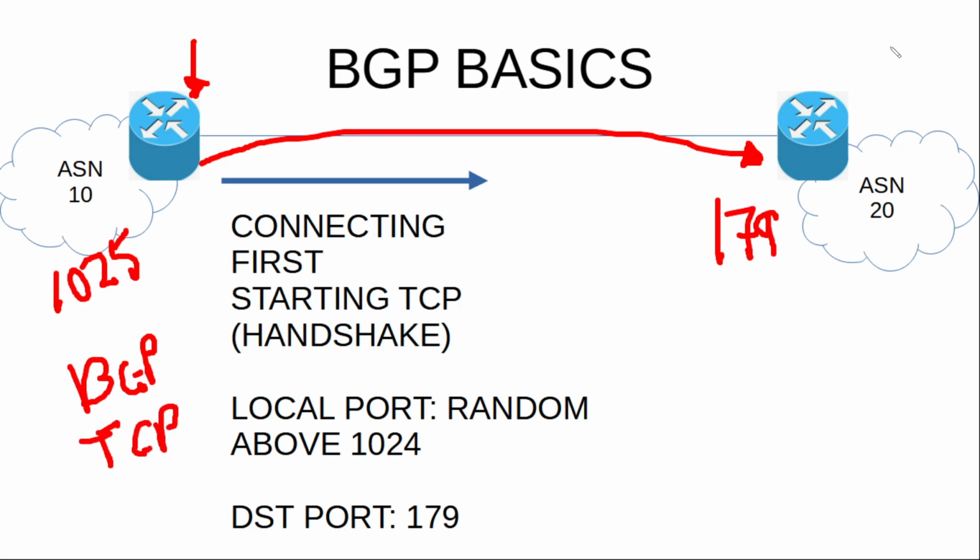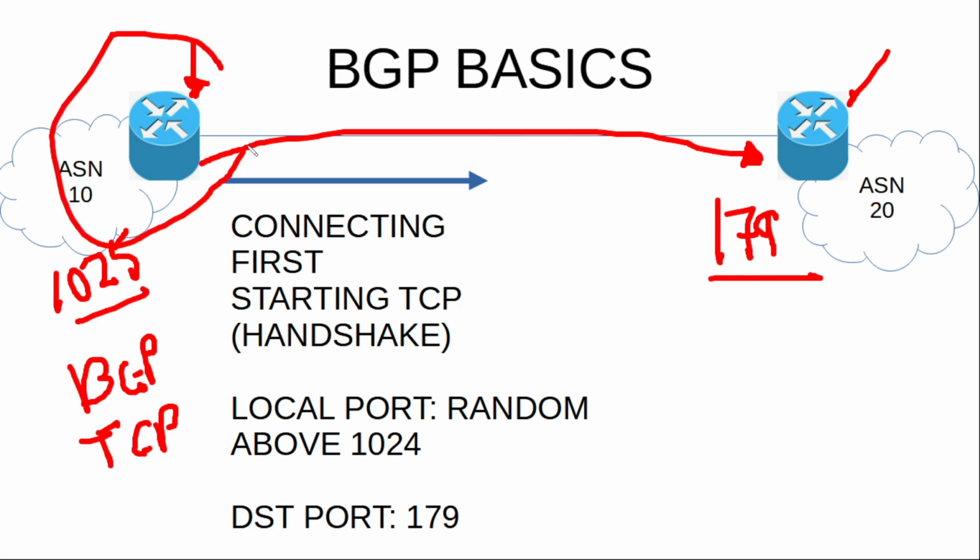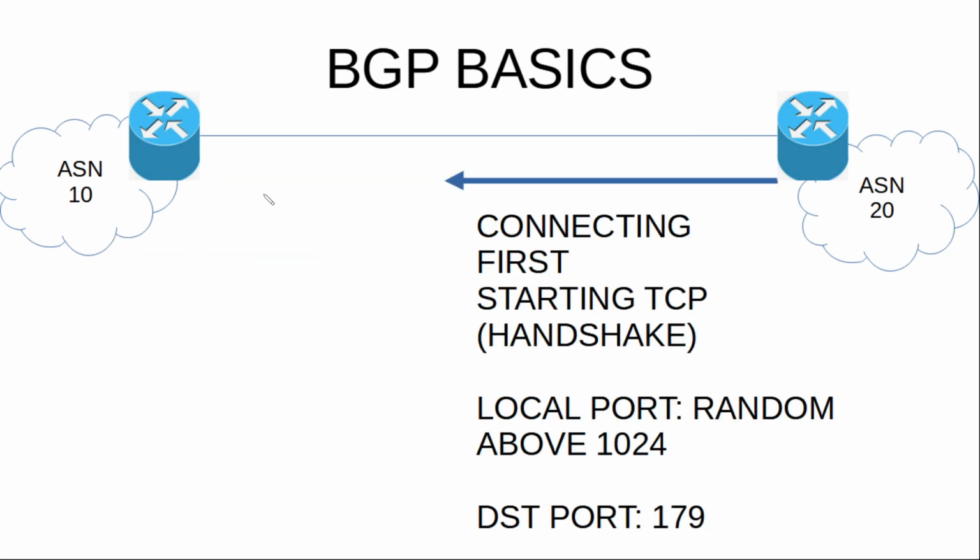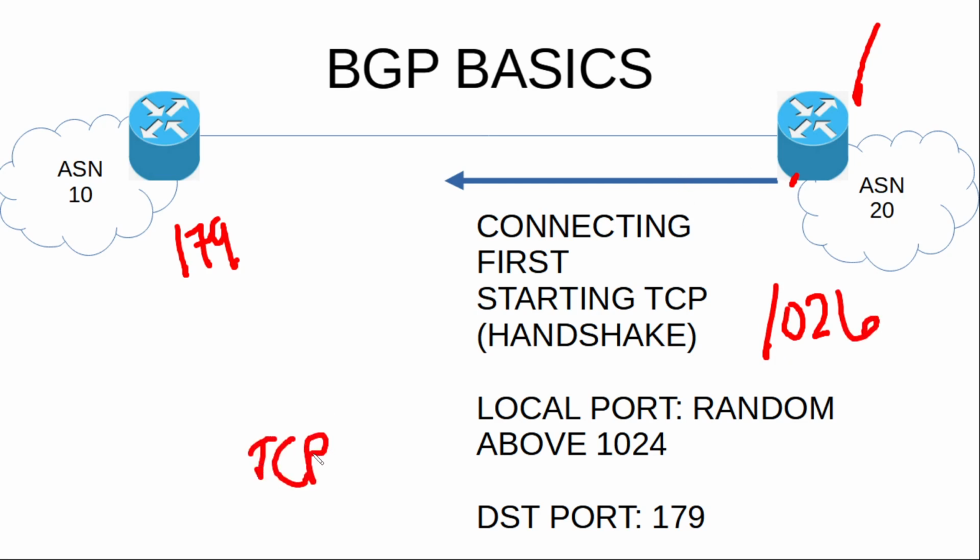In this case, this device is using this port, and this device is using this TCP port because this device woke up first. If instead this device wakes up first, then this device will use its port 179, and this device will use a random port, for instance 1026, in order to set up the TCP connection required to run BGP above it.